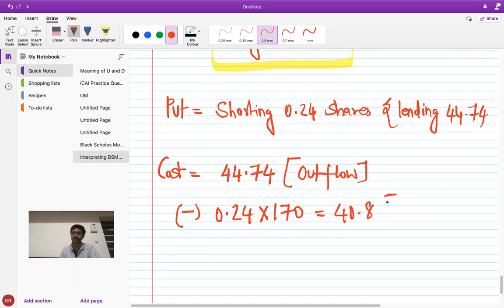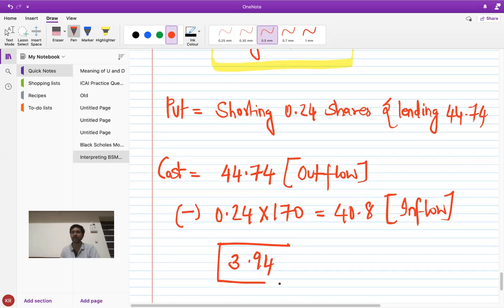40.8. And if you realize, from the beginning, I have been saying that the amount that we lend is going to be greater than the sale proceeds that we receive from shorting shares. Okay, so basically this has a net cash outflow of 44.74 minus 40.78, which is equal to 3.94. Okay, this 3.94 needs to be understood as basically I am taking 3.94 out of my own income, out of my own savings. I am shorting 40.8 worth of shares. I'm adding the two of them, and then I'm lending money to a third party.